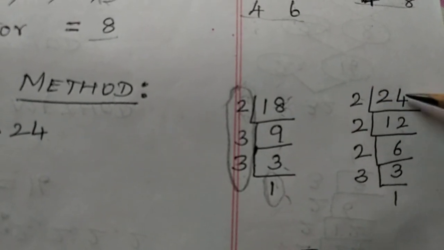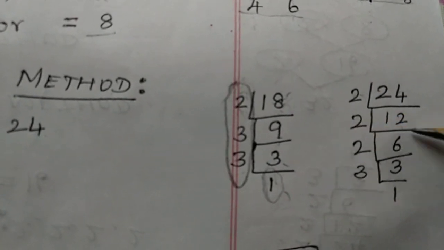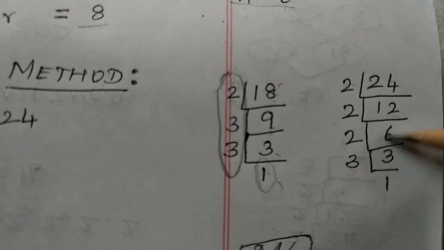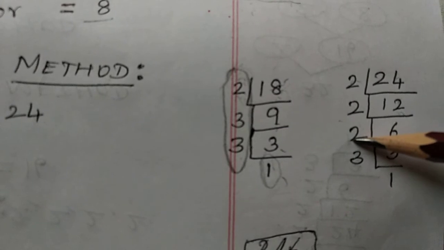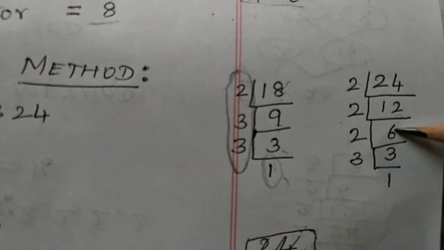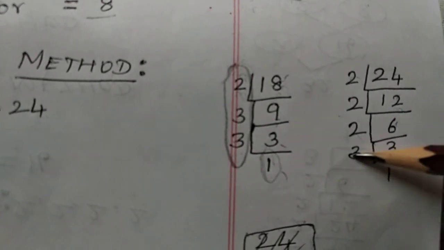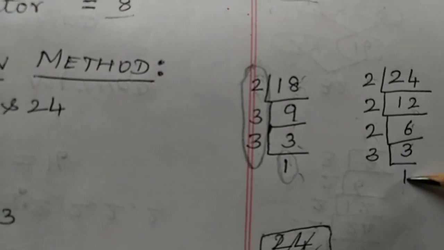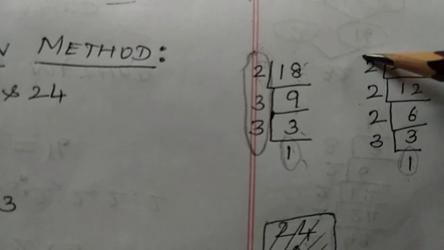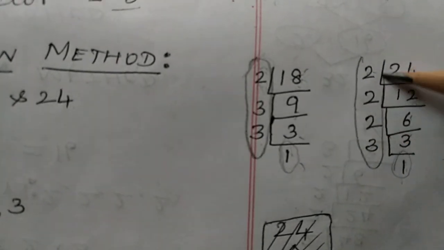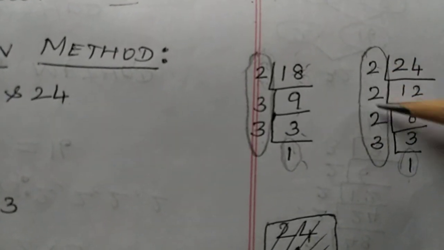2 into 12 gives you 24. 12 is an even number, so 2 into 6 gives you 12. 6 is an even number, so choose 2 as the divisor. 2 into 3 gives you 6. And 3 by 3 is equal to 1. We have got 1 here as the quotient, so stop here. So 24 is equal to 2 into 2 into 2 into 3.